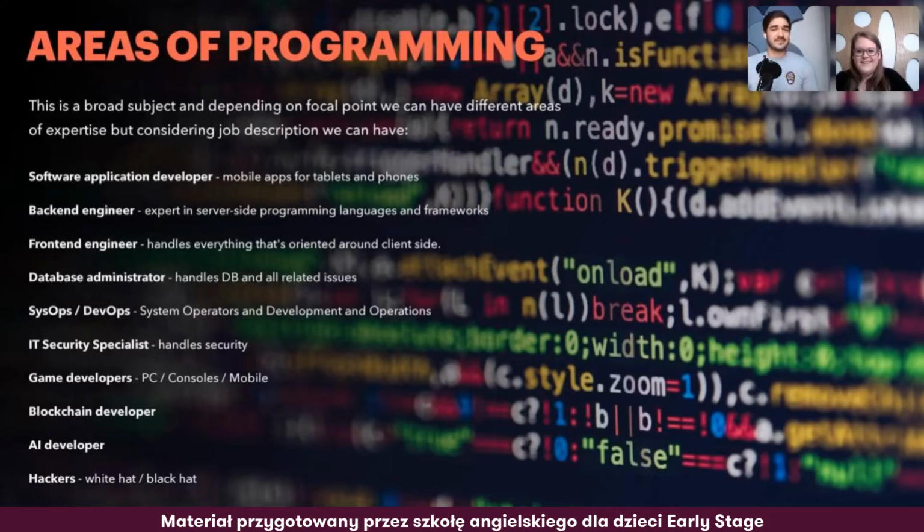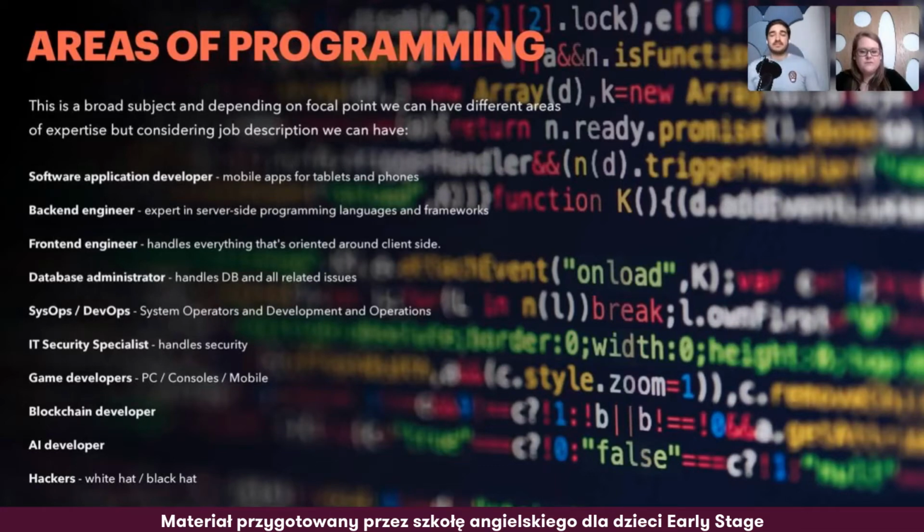Okay, thank you. We have a couple of questions here on the chat. I'll read you the first one. It's from Mateusz. And the question is: is learning programming more about learning a new language or something else?